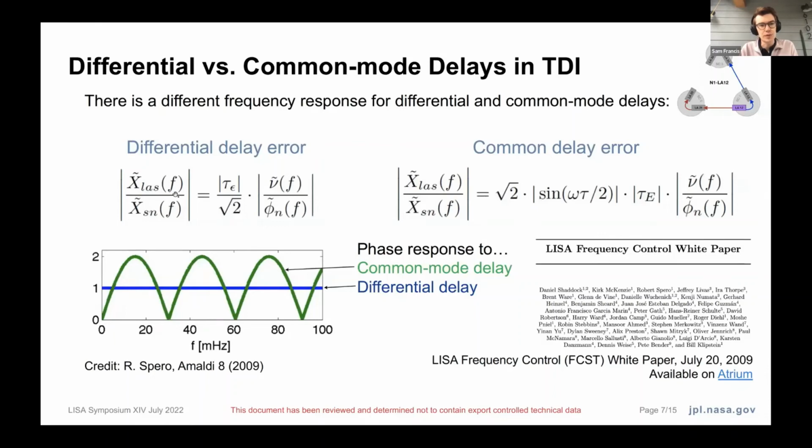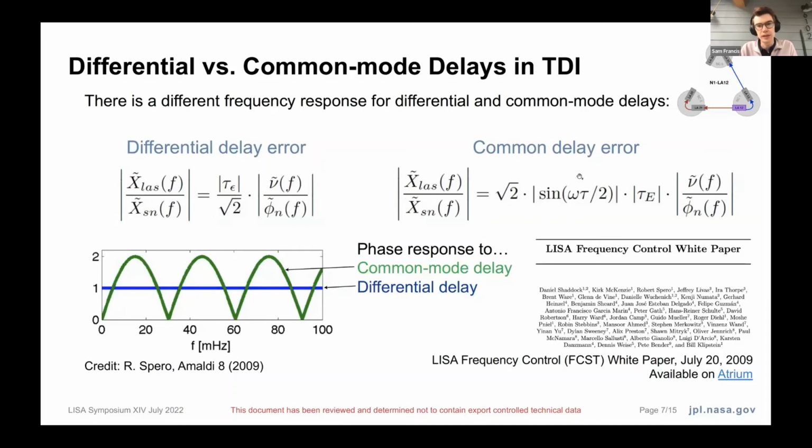Through this ratio, we see that for a differential delay error tau epsilon, the frequency response is flat. So it's this blue line down below. Basically that means the error is going to be linearly dependent on the size of the error we make in our estimation of the delay.